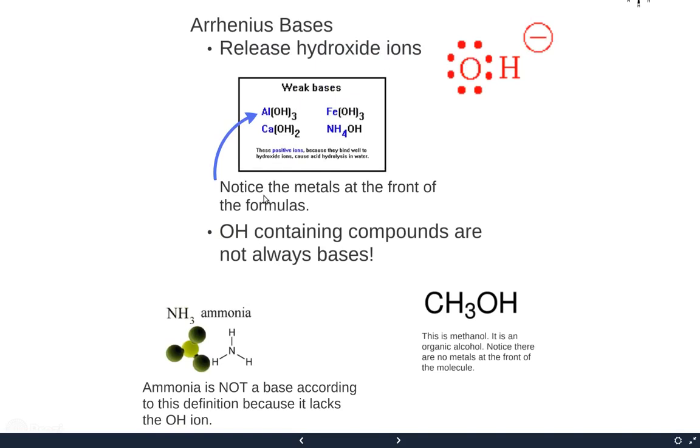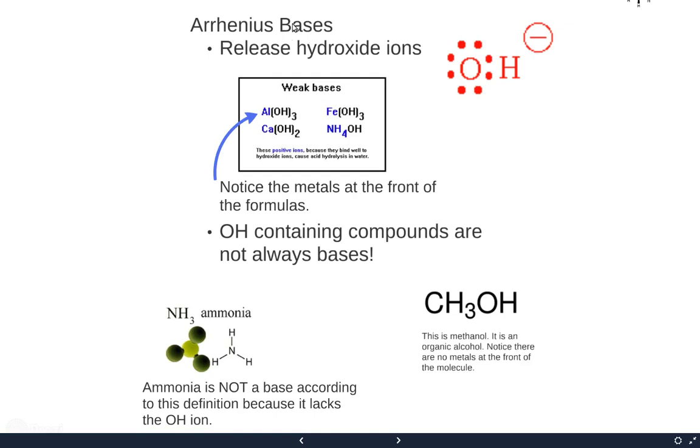Weak bases are going to, notice the metals are at the front. All these are metals: aluminum, calcium, iron, and ammonium. That's not really a metal, but it is a polyatomic ion. They all have OHs, so we have a metal and an OH. Those are weak bases. OH containing compounds are not always bases, though. Ammonia is not a base according to this definition.